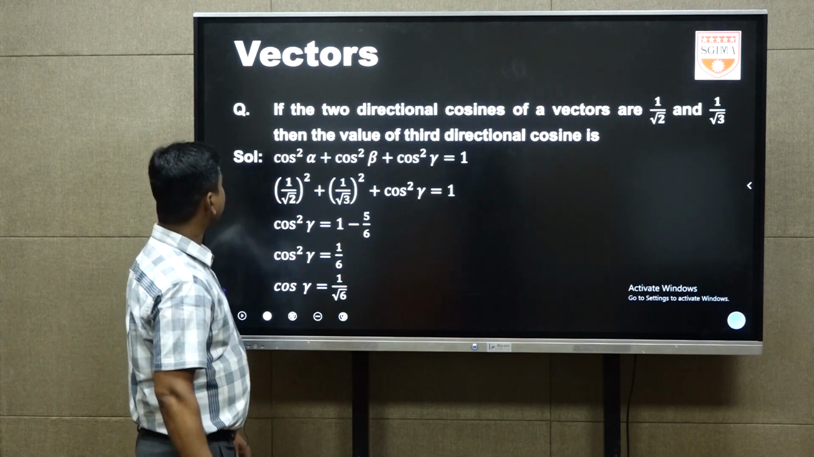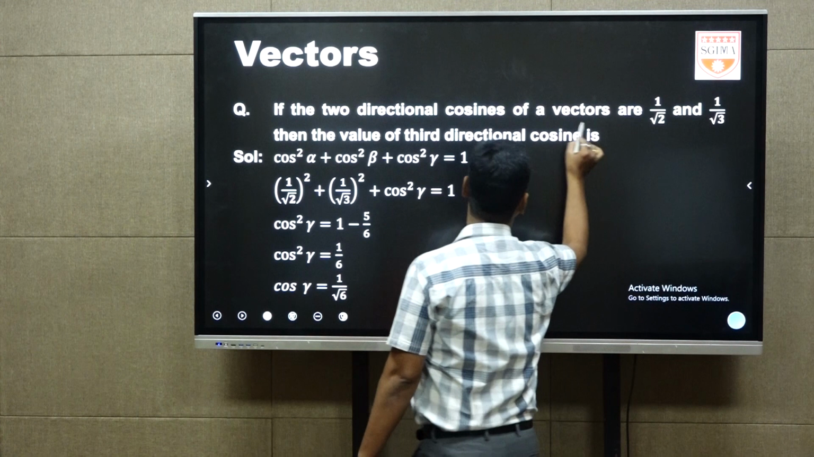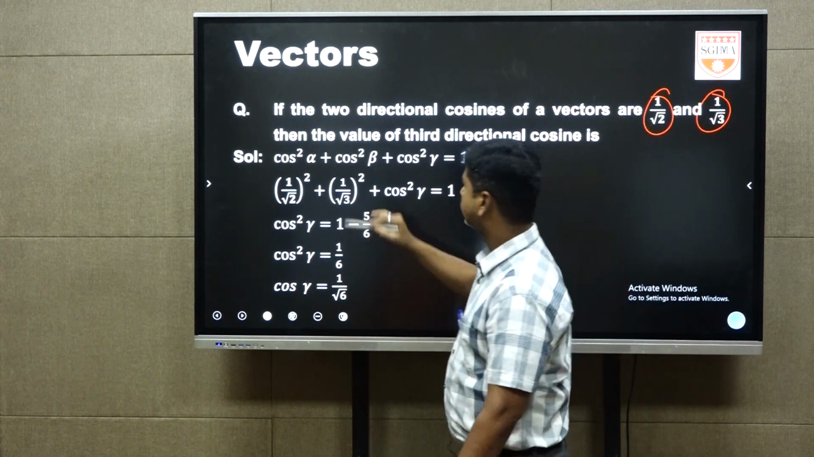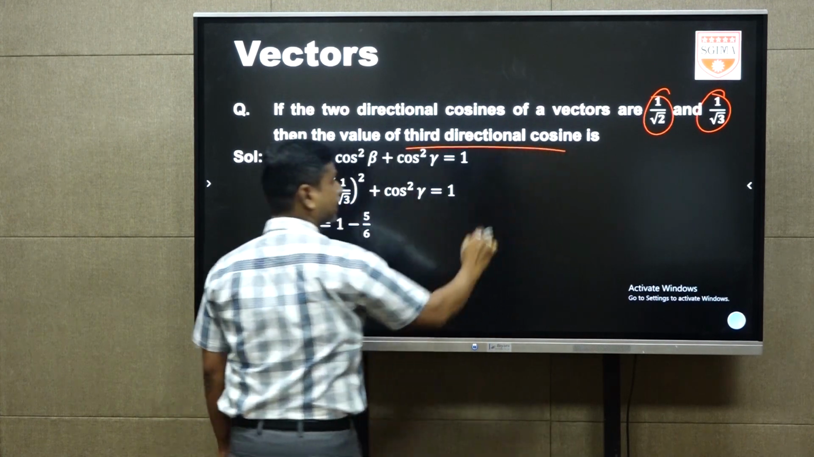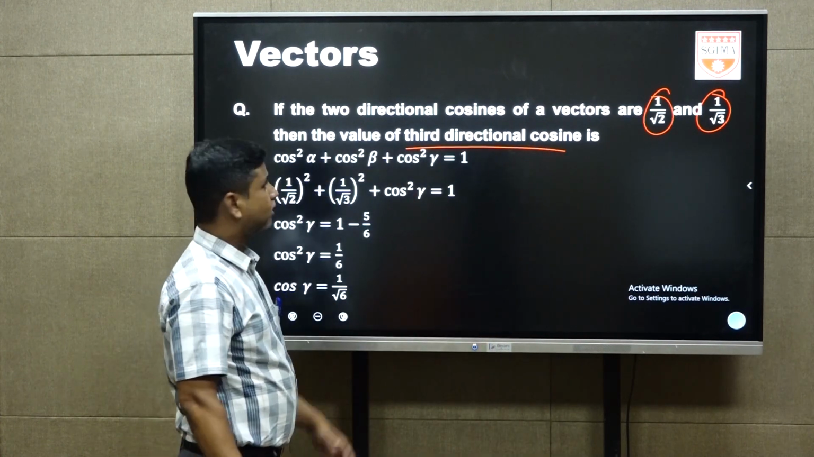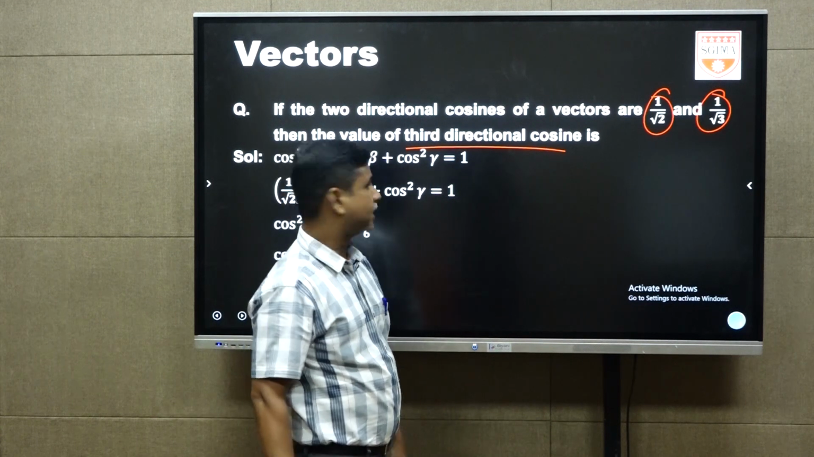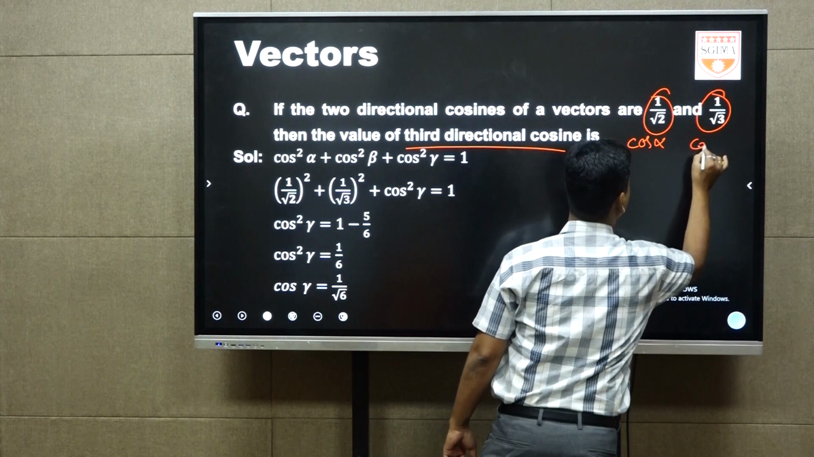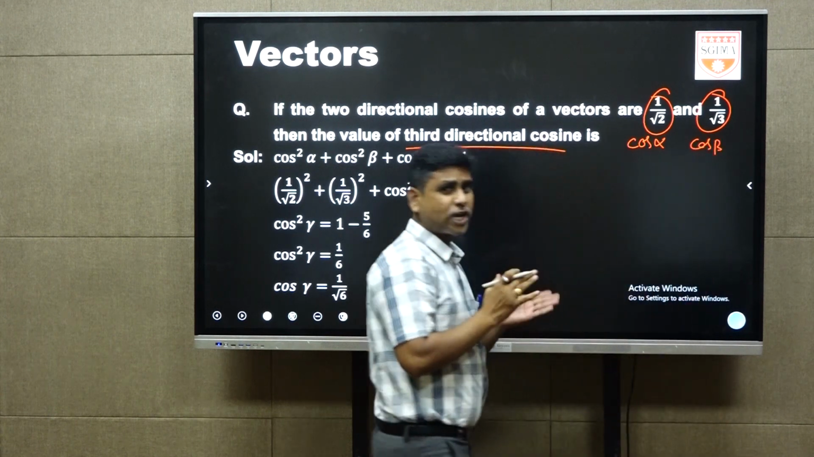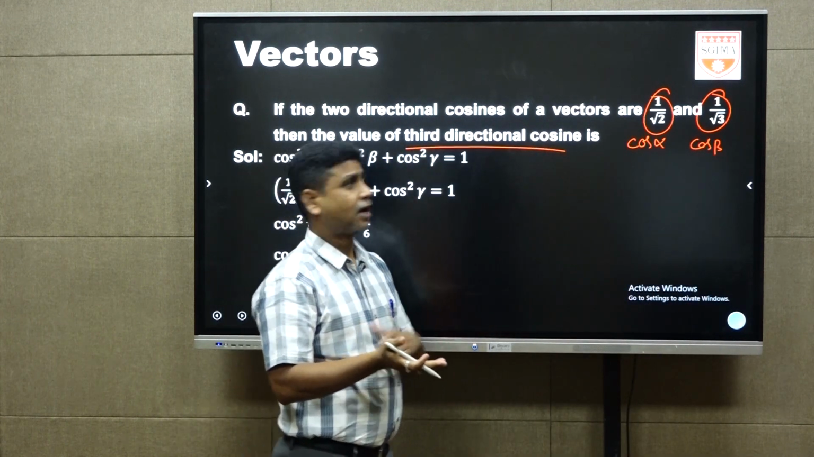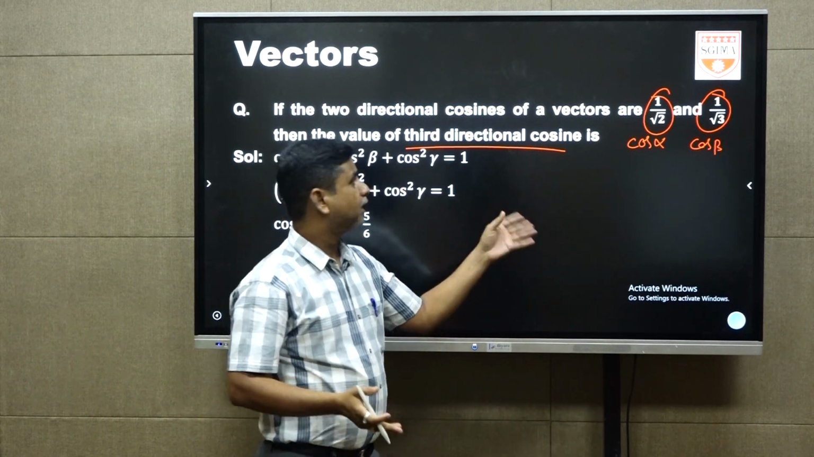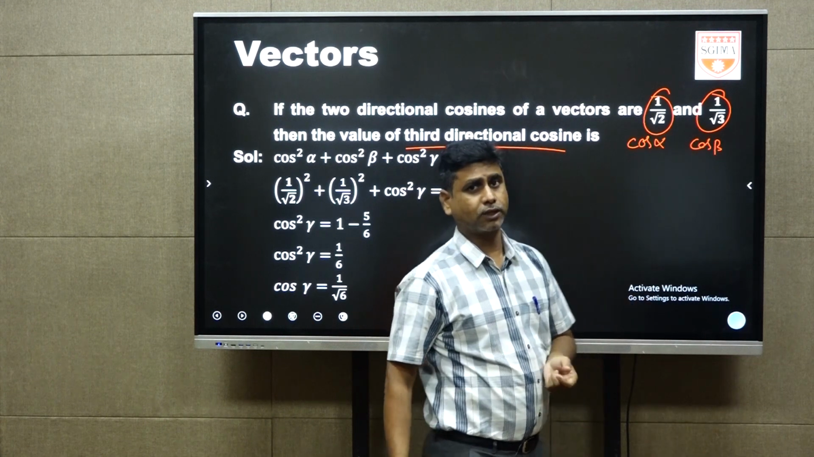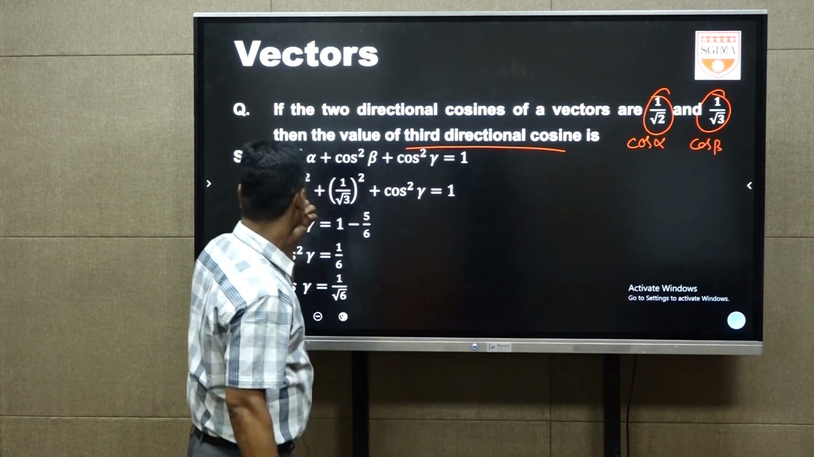That is one question. Next, one more: if the directional cosines of a vector are 1 by root 2 and 1 by root 3, then the value of the third directional cosine is? Two directional cosines are given. Either cos alpha or cos beta can be taken, and we find the value of cos gamma. Any two directional cosines can be denoted as 1 by root 2 and 1 by root 3, but they are asking for the third one.